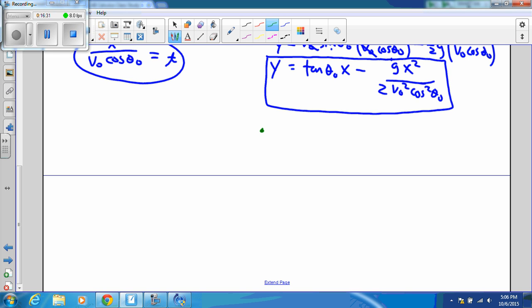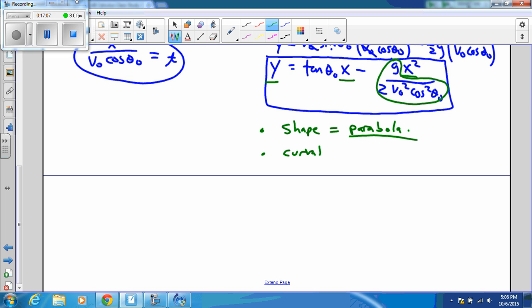Welcome back. And I'd like to point out some things about our expression. The first thing that we observe about our expression is this. y is a quadratic function of x. And because y is a quadratic function of x, that means that the shape of my projectile motion is guaranteed to be a parabola every single time. The second thing that I want to observe is that the curvature of that parabola is determined by this coefficient right here.